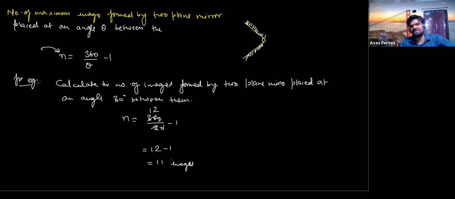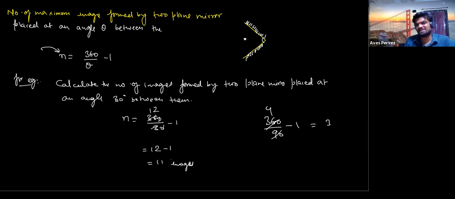Many times it is asked: find the number of images formed when two plane mirrors are inclined together and an object is put between them. If the plane mirrors are inclined at an angle of 90 degrees with each other, then n equals 360 upon 90 minus 1, which gives 3.